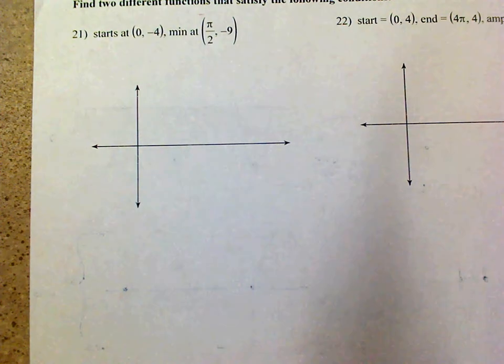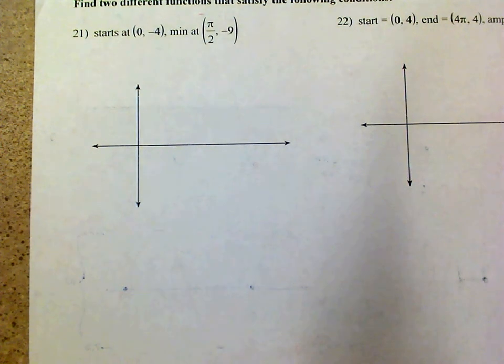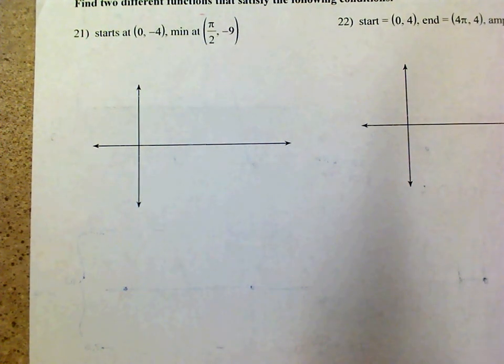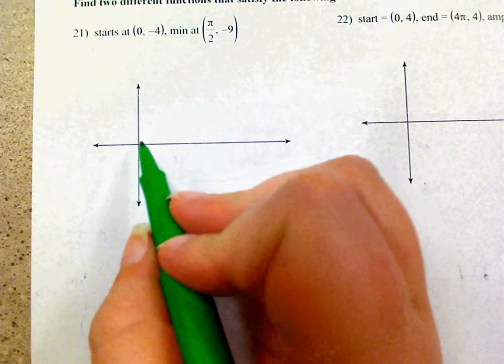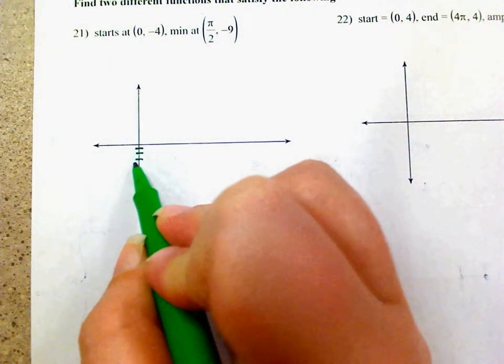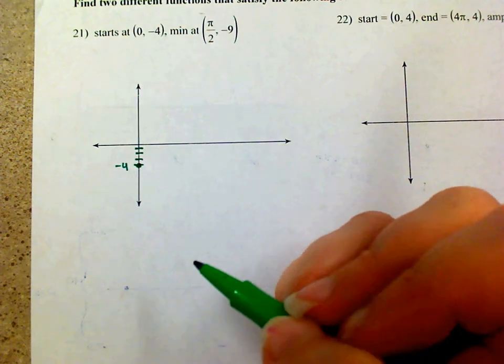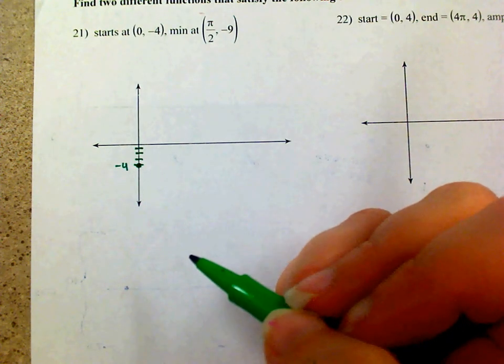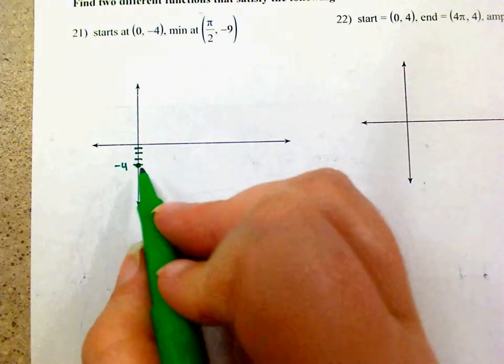This first one says it starts at 0, -4. So I'm going to go 1, 2, 3, 4 and plot a point. And it says minimum at pi over 2, -9. So I'm going to go down to -9: 5, 6, 7, 8, 9. And I know that's my minimum. And the minimum has to occur at pi over 2.